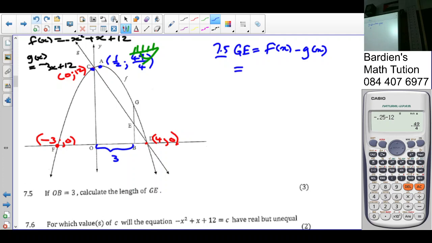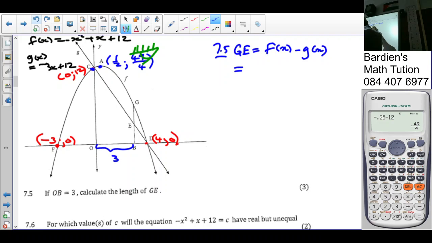They could have asked you as well to determine the maximum length of GE. You know, complete the square anyway. So I'm going to first say f of x minus g of x, simplify it, then complete the square. Then you'll get the maximum length of GE. But that wasn't the question yet. The question was calculate the length of GE.